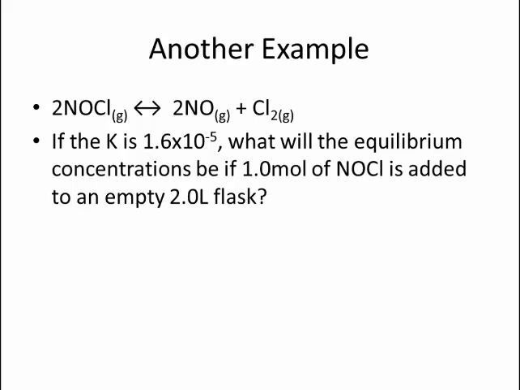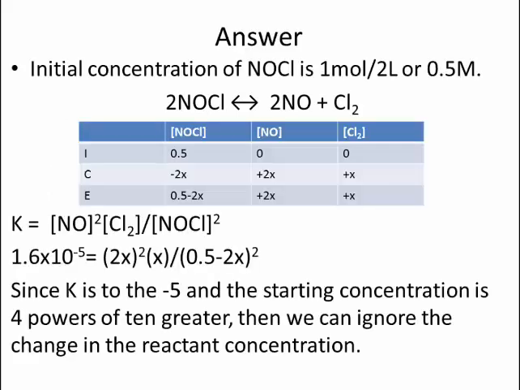We have 2 NOCl going to 2 NO plus Cl2. The K is 1.6 times 10 to the negative 5, and so we want to know what the equilibrium concentration will be if 1 mole of NOCl is added to an empty 2-liter flask. So we know that we're starting with 1 mole in a 2-liter flask, or 0.5 molar, so always make sure that you convert your moles into concentration or this won't work.